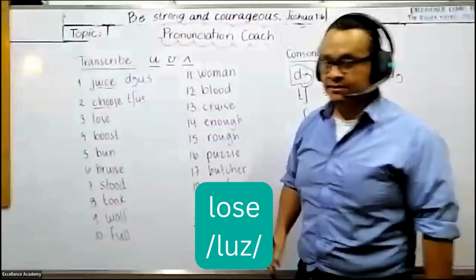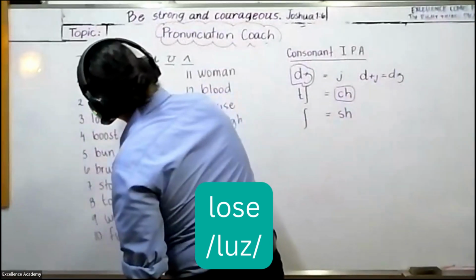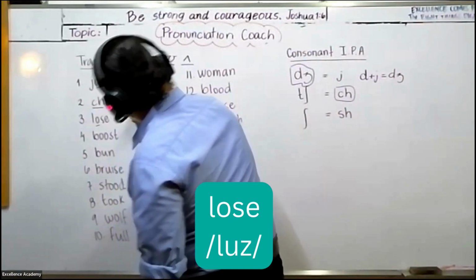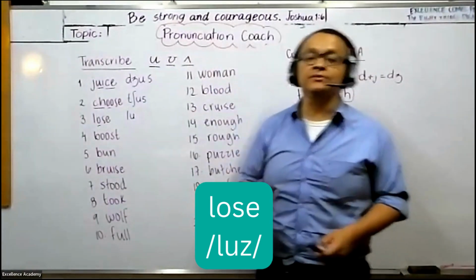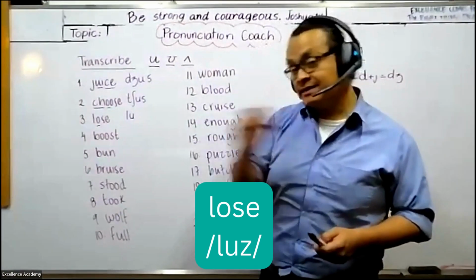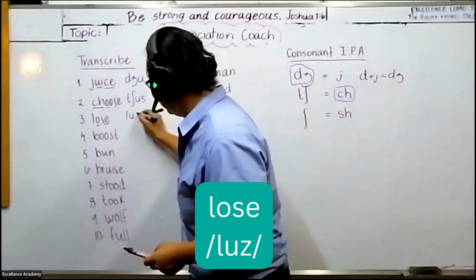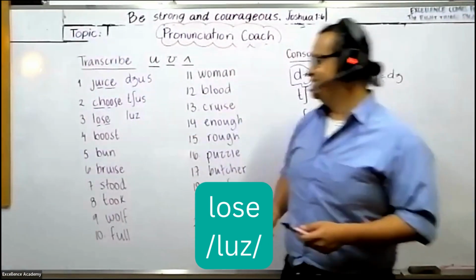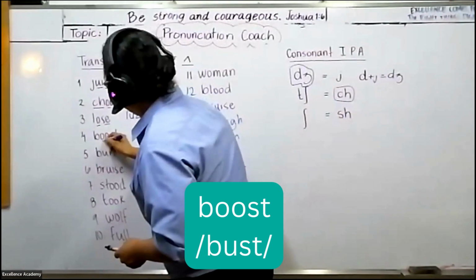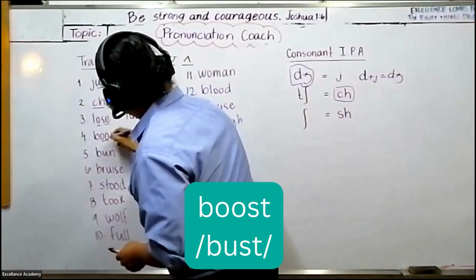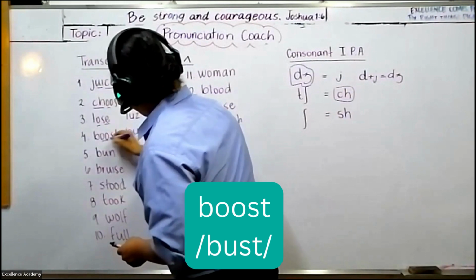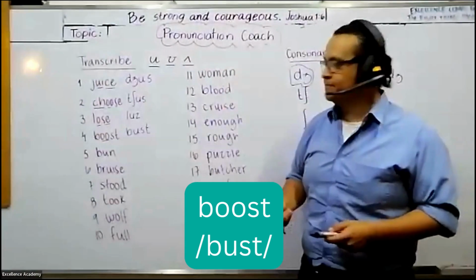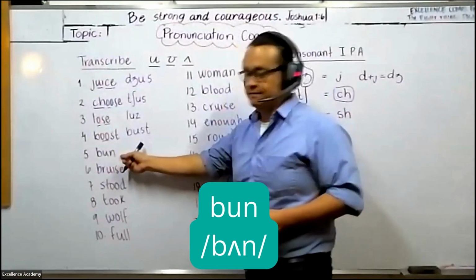Number 3, lose. Okay, the L will stay the same. The O is going to be a long U sound, so we'll put the U. And in this particular sound, lose, the SE sound is actually going to sound like a Z sound. So we're going to put it here. Yeah, similar to Spanish, lose. Next, number 4, boost. We'll put the B sound, that stays the same. Double O is long. S and the T. Boost.